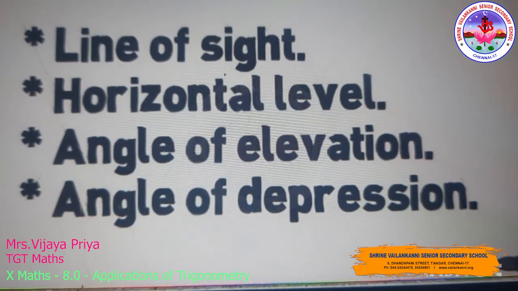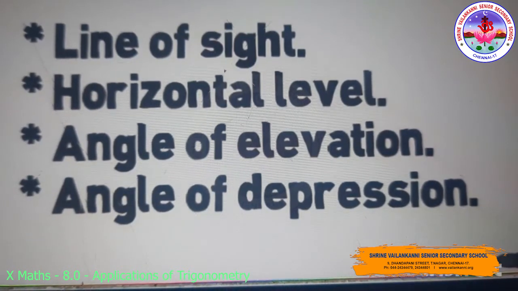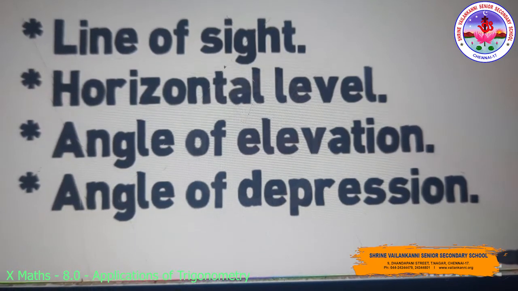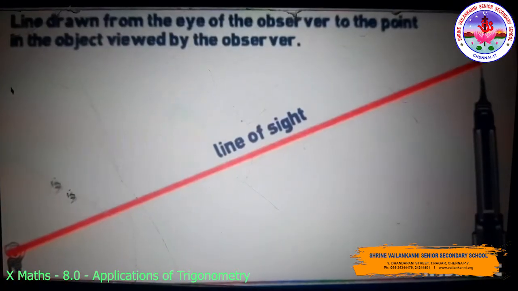The first one, line of sight. Second one, horizontal level. Third one, angle of elevation. Fourth one, angle of depression. Let us see the definition of line of sight.